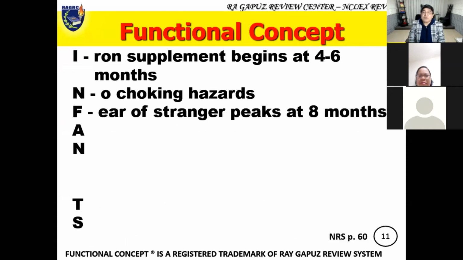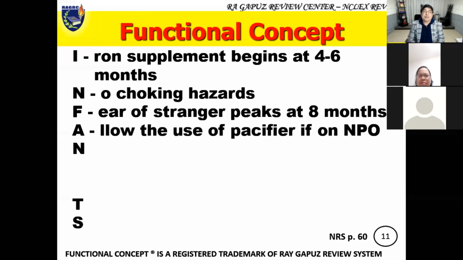Fear of stranger peaks at 8 months. The previously friendly baby now is able to identify the primary caregiver. So that's why they have what we call stranger anxiety. That usually peaks at 8 months. And this is actually a normal behavior. Allow the use of pacifier if the patient is an NPO. Remember that the child is usually in the oral stage of development. So you have to meet their oral needs.